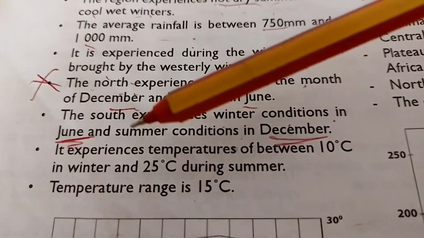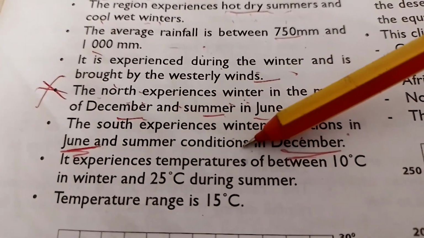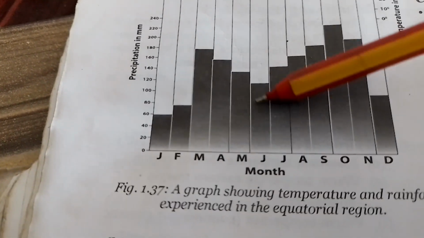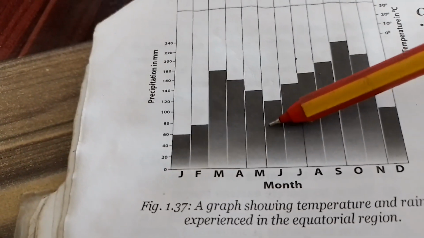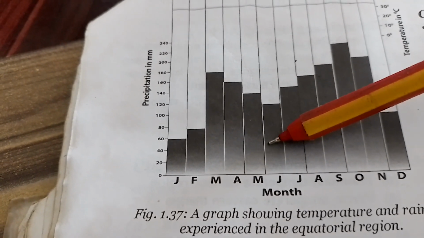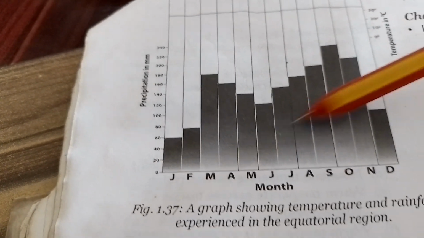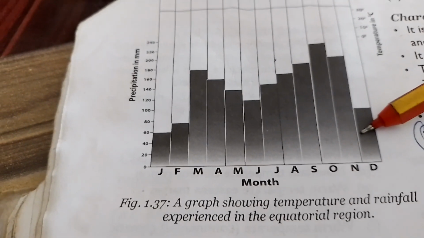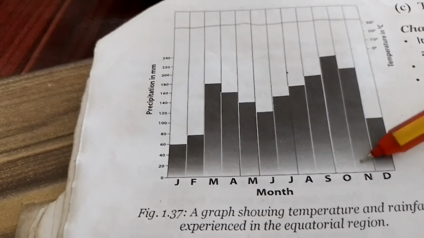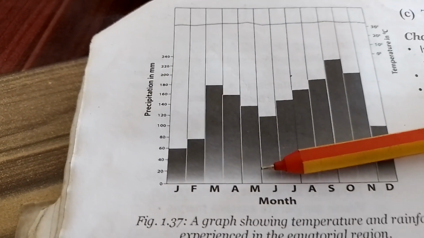Then the southern experiences winter in the month of June and the summer the month of December. Now, this is what you call the southern part of Africa climate. They are saying the southern experiences winter in the month of June. Are you seeing June? There is rainfall. Then December, the rainfall decreases. We say now this is summer. Boys and girls, this climatic zone belongs to Mediterranean climate.